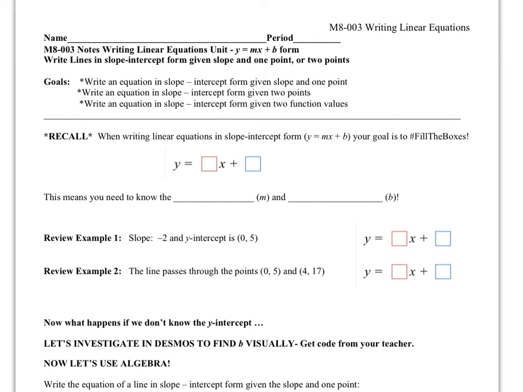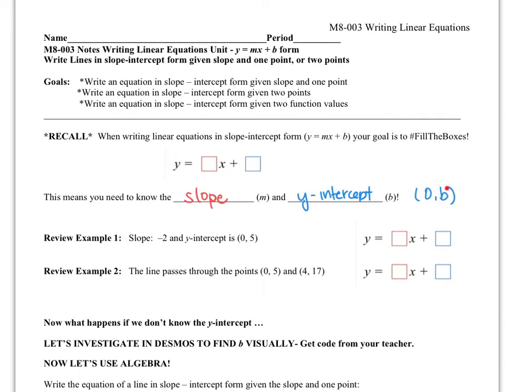So we know that in order to write an equation in slope-intercept form, we need to know both the slope and the y-intercept. Our slope goes in the first box, that's always our coefficient of x, and our y-intercept, we're actually looking for the b value, and we want to remember that the y-intercept was in the form (0, b).